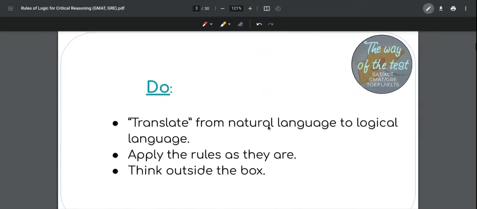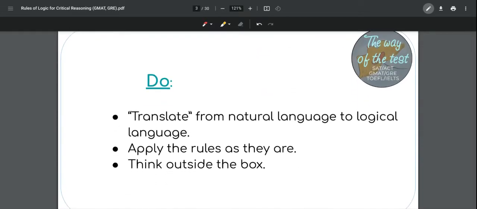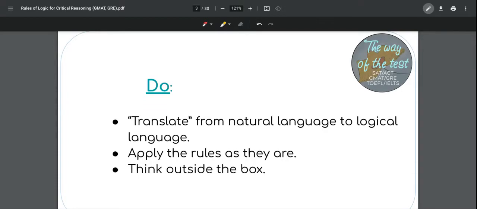So, things that we want to do for critical reasoning, applying the rules of logic: we want to translate from natural language to logical language. This is why we want to start learning how to use some symbols and variables, in order to know the main logical idea behind a statement. The second thing we want to do is apply the rules as they are. We're trying not to modify the rules, especially not into what we would like them to be. They just are what they are.